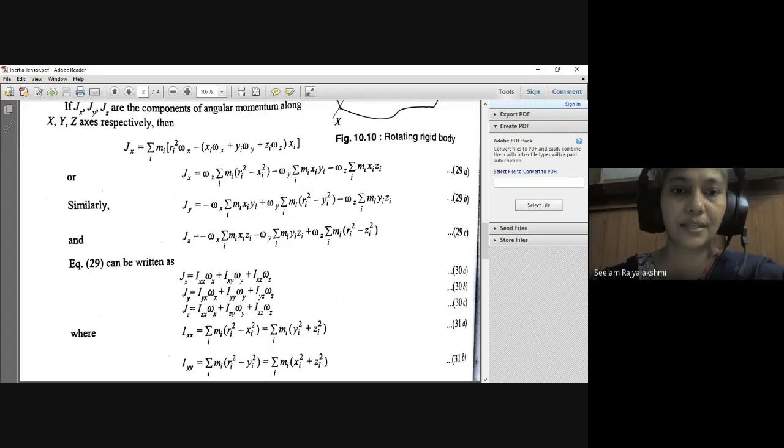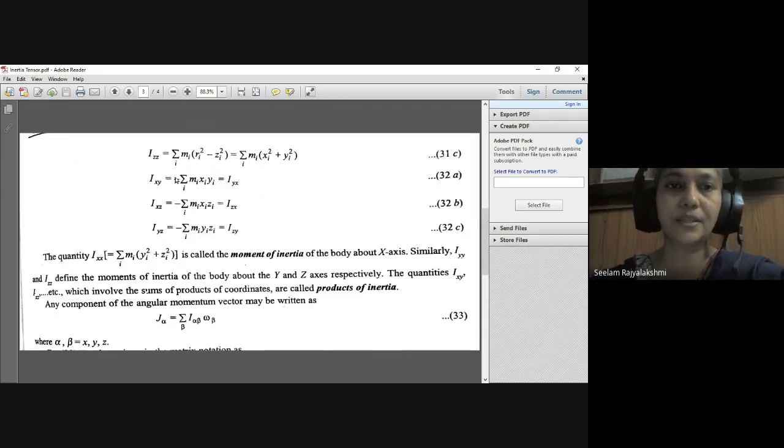So for Jz, again here we have xz, that means we replace it with Izx into omega x plus, here we have z into y, so Izy into omega y plus, here this term is nothing but Izz. So Izz is equal to sigma i mi (r square minus zi square), which is equal to sigma i mi (xi square plus yi square).